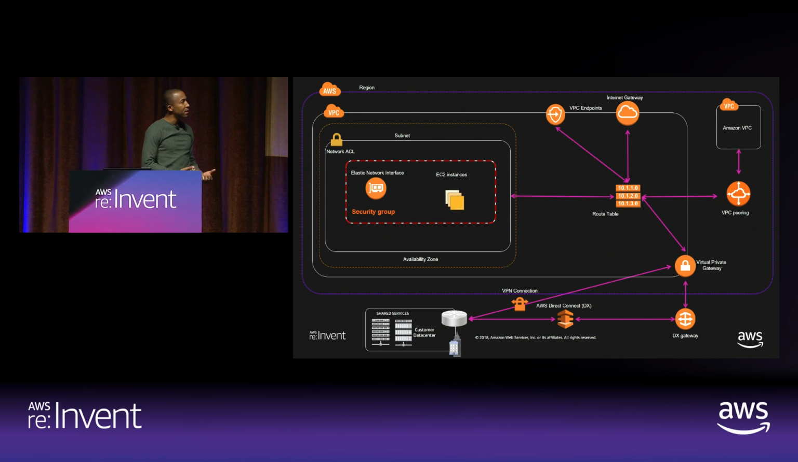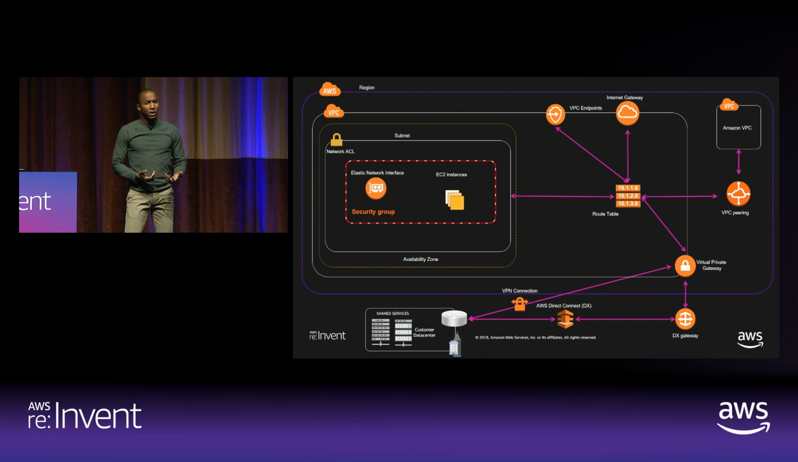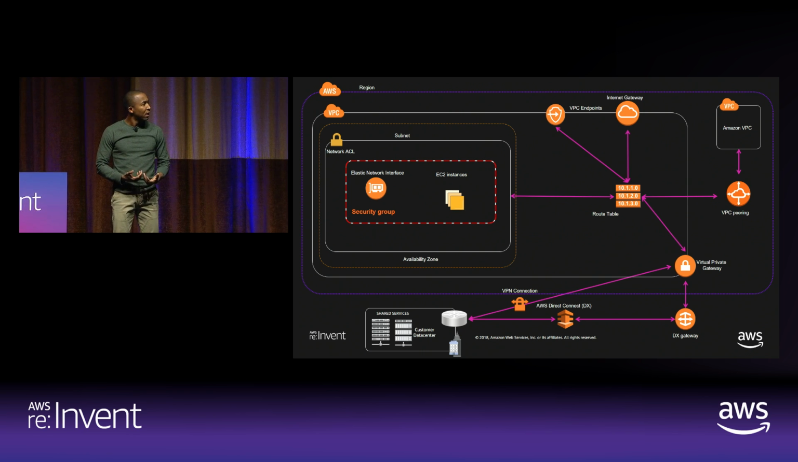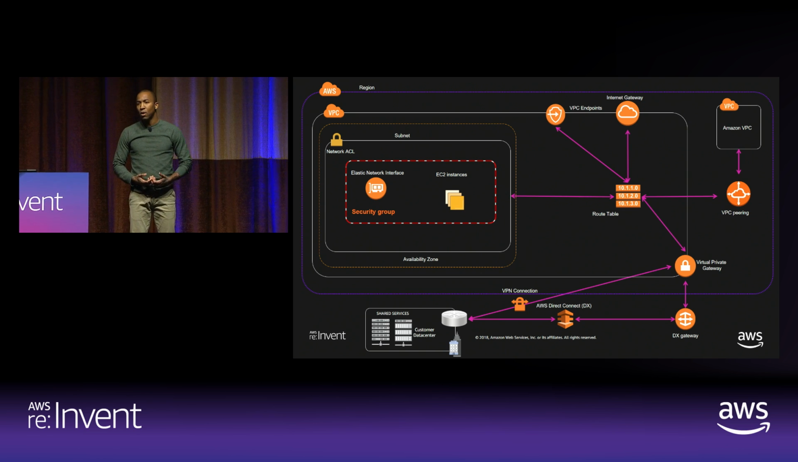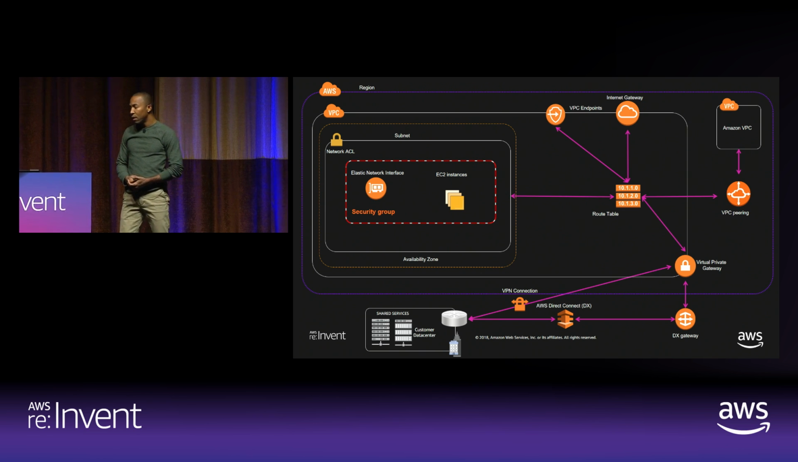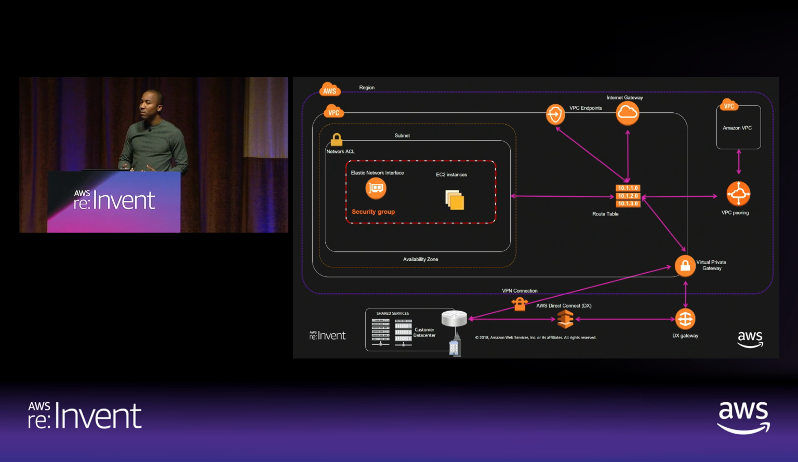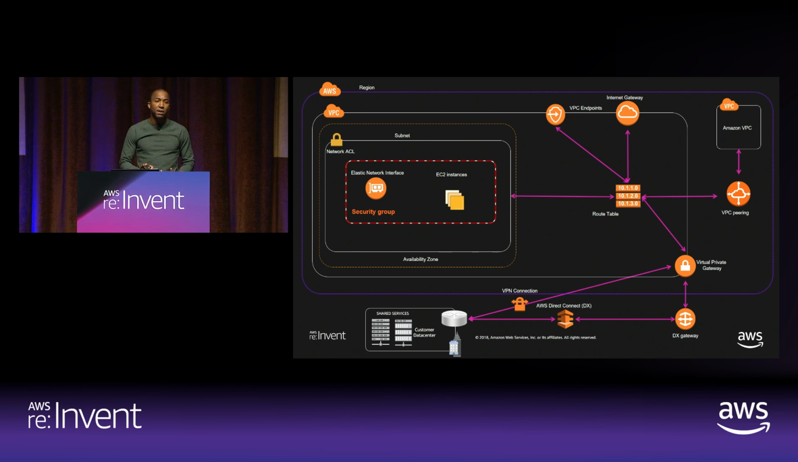That being said, this is a 300-level talk, so I will not spend a lot of time defining things like elastic network interface or what a route table is. What I will do is spend time discussing ways that you can actually use it.